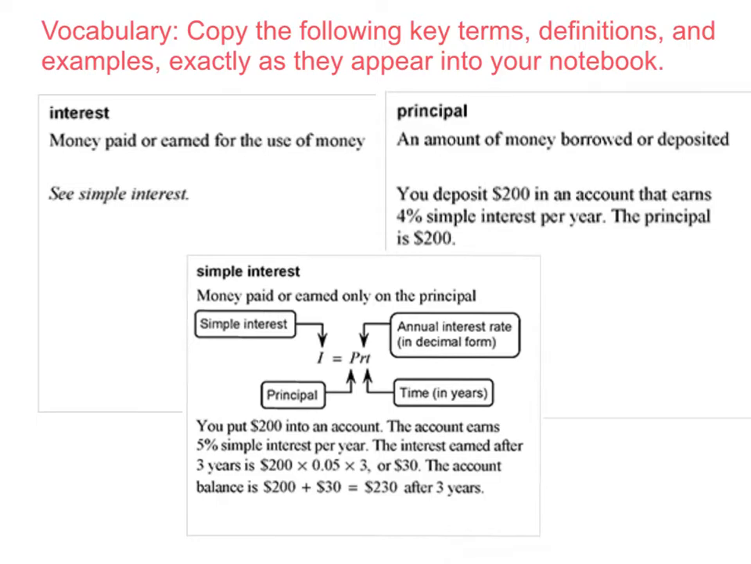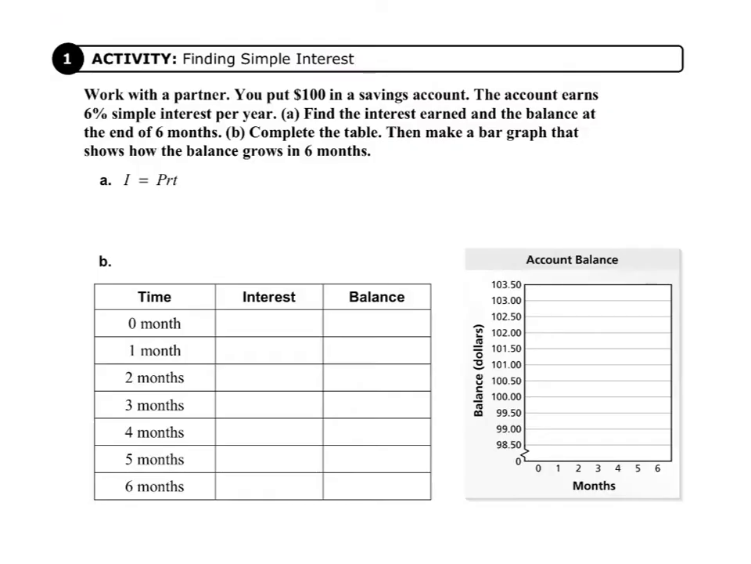And there's a formula here. Simple interest is the I, principal is the capital P, annual interest rate is the lowercase r in decimal form, and time is always in years, and that's the lowercase t. Be sure you copy the example that's there after that as well. Today we'll be starting on page 137 in your record and practice journal.